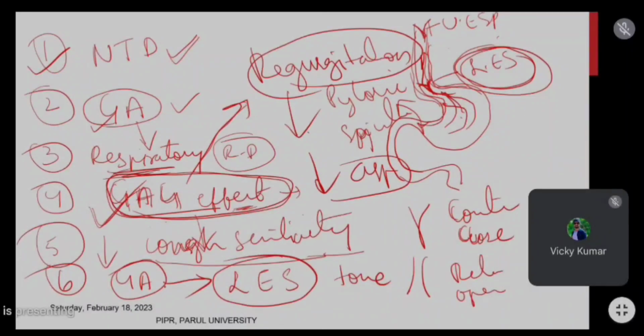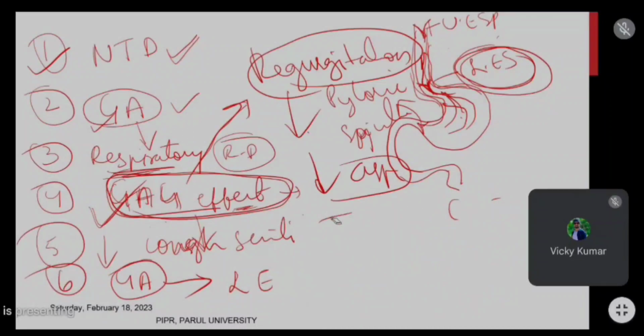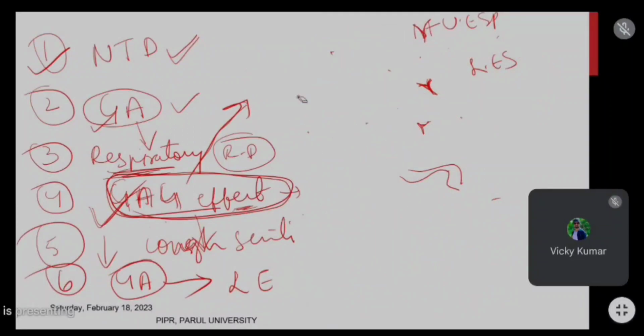In general anesthesia, general anesthetics have the ability to cause lower esophageal sphincter relaxation, so we have to monitor this lower esophageal sphincter also. What to do before giving general anesthesia, I will explain everything while explaining about the treatment. Okay, and now one more principle I want to tell. Six principles done. Now I'll explain the seventh principle.